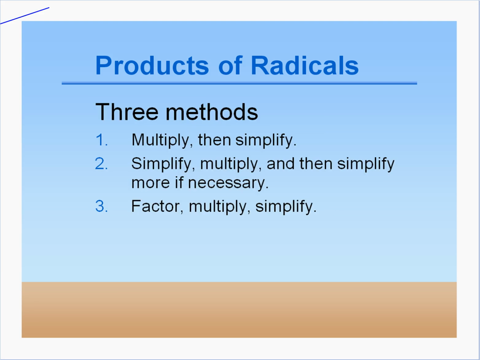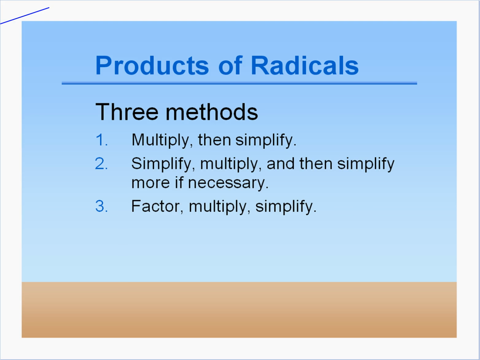We can look through this and multiply these products in really three different ways. We can multiply first and then simplify our radical. We can simplify each radical first, multiply, and then simplify again if necessary. And we can factor, multiply, and then simplify. So we're going to take this first example and show these three different ways, and then as we work through, we'll use whatever's most convenient at the time for the specific problem.